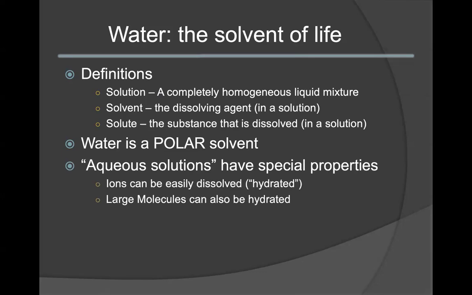Aqueous solutions are known to have special properties. So when something is in an aqueous solution, like a lot of the solutions that you would normally be working with in the lab, if you have HCl with a little aq next to it, that means you have hydrogen and chloride ions in an aqueous solution. So that means that these ions, hydrogen and chloride, would be surrounded by water molecules. They would be fully hydrated.